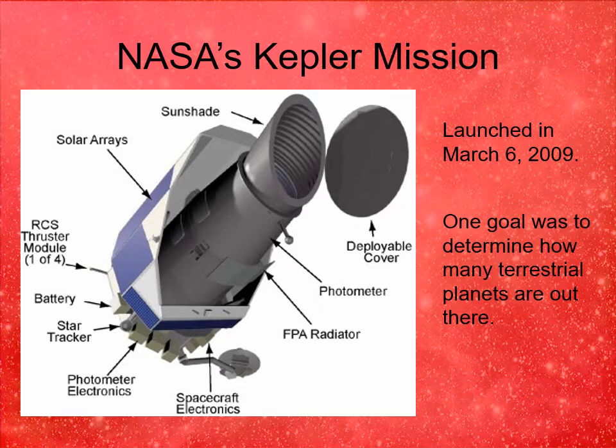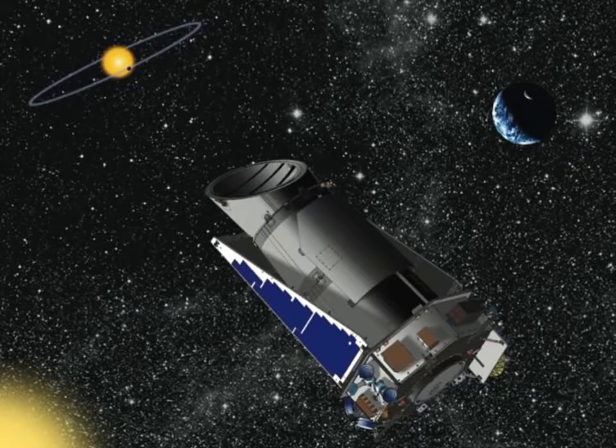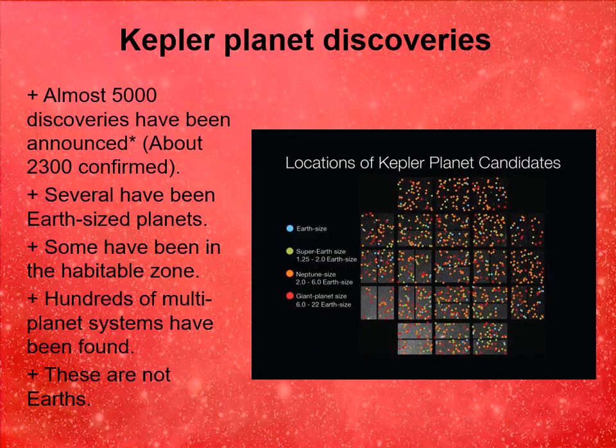NASA launched a spacecraft called Kepler back in 2009, and the Kepler spacecraft was designed to just look in one direction in space at a whole bunch of stars and measure all those stars continually to see planets possibly go in front. As they were looking at all these stars, they found about 5,000 of them had these dips in light consistent with planets.